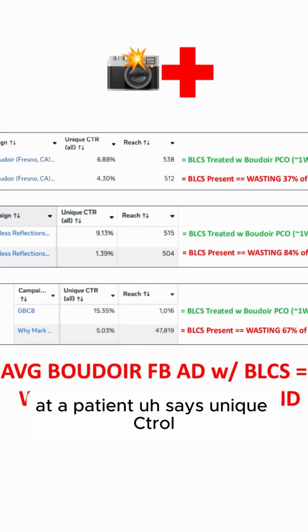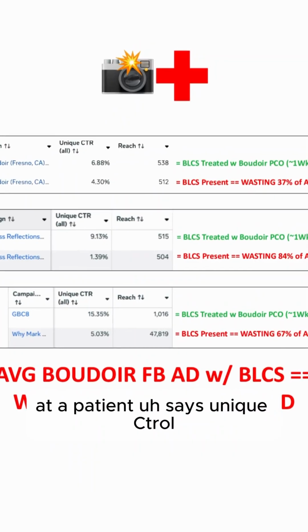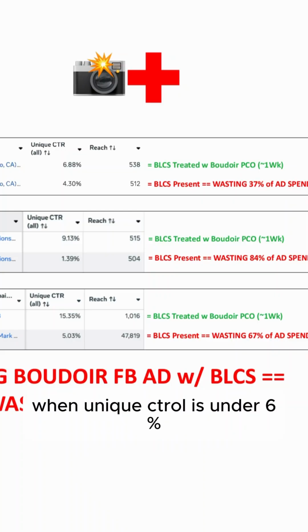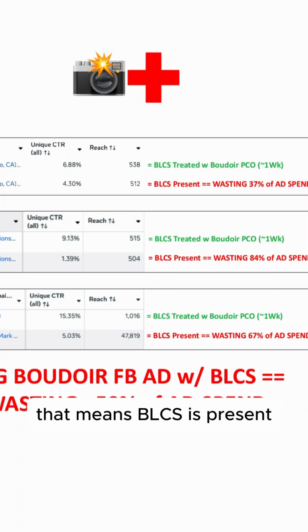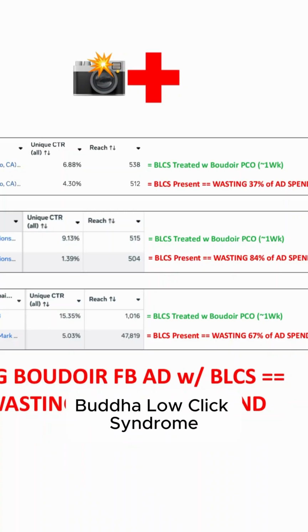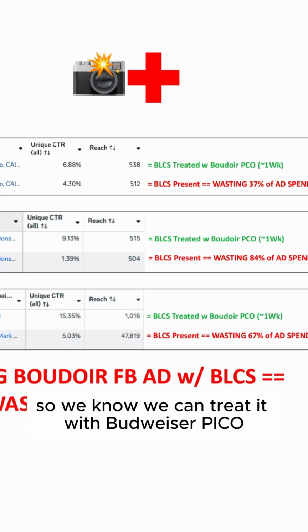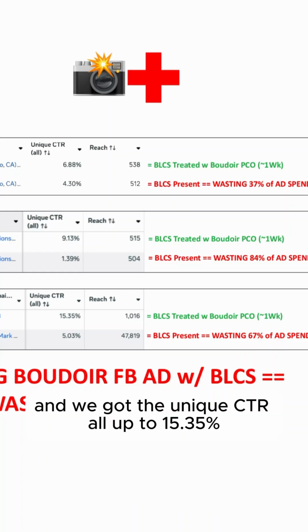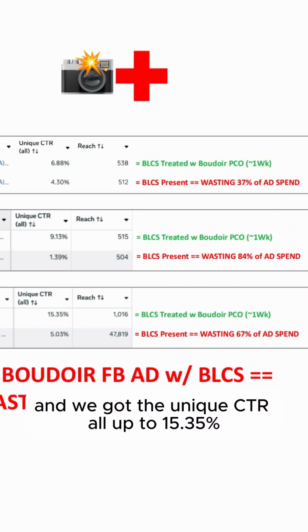Finally, I had a patient whose unique CTR on his Boudoir Facebook ad is 5.03%. When unique CTR is under 6%, that means BLCS is present, Boudoir low click syndrome. So we know we can treat it with Boudoir Pico. It takes about a week. And we got the unique CTR up to 15.35%.